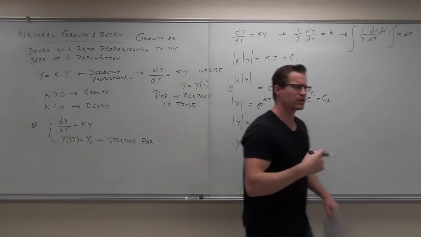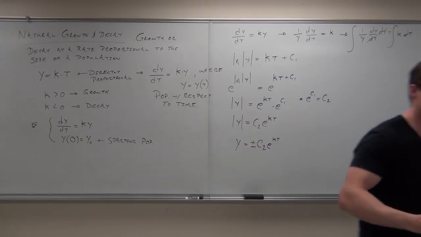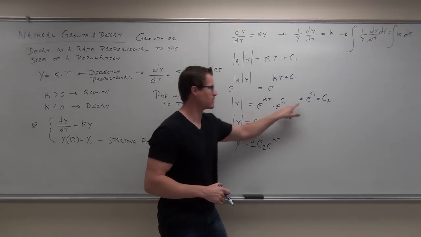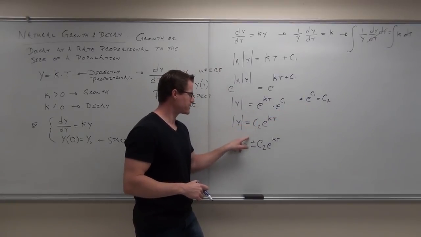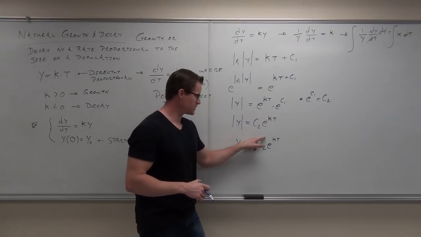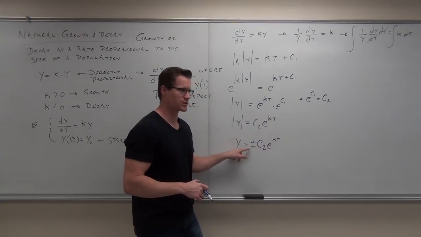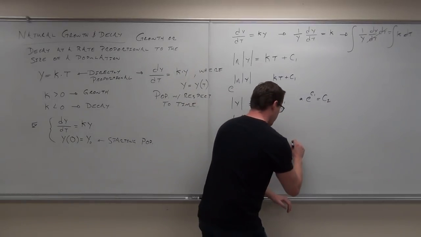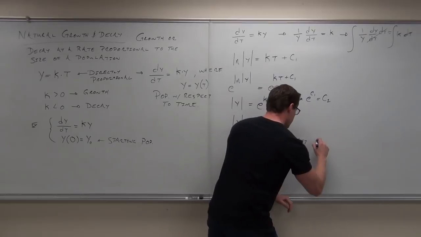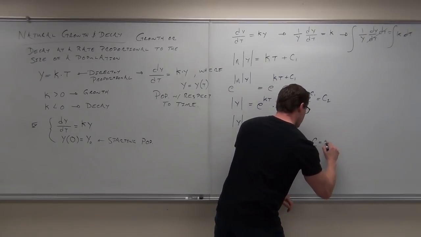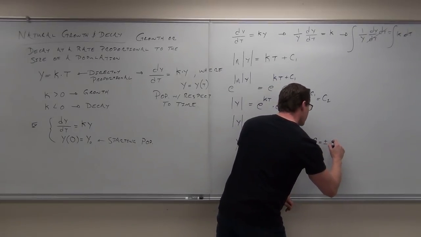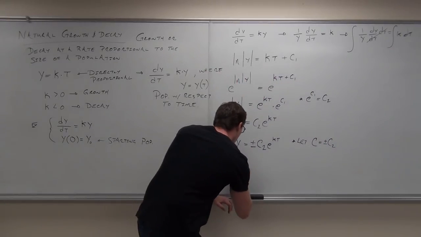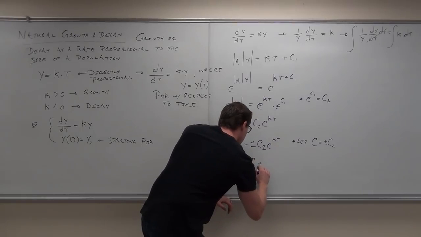And there was one more little caveat that we could do here. The idea was, hey, that's a constant, right? That means this thing is a constant. Call it a different constant. Now, this thing, is a positive or negative C sub 2 still a constant? Yes. This becomes our arbitrary constant. So now we're going to let C equal plus or minus C sub 2. And we get y equals C e to the kt.